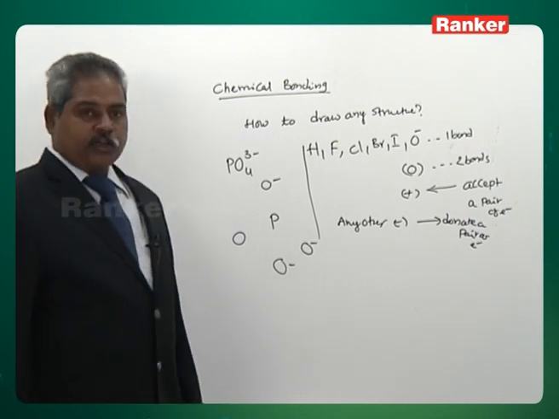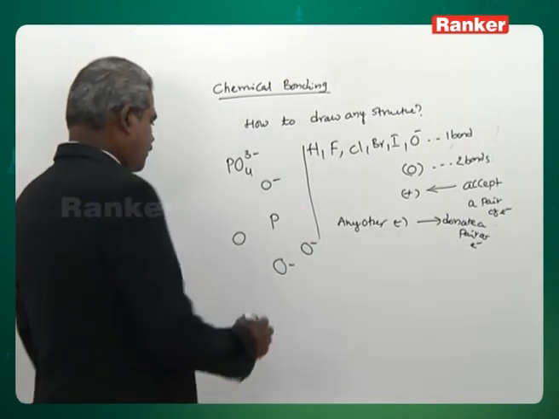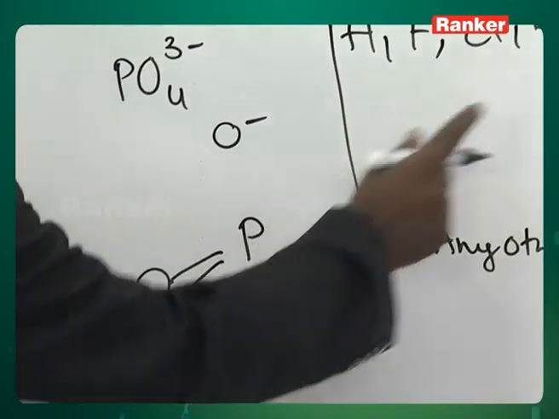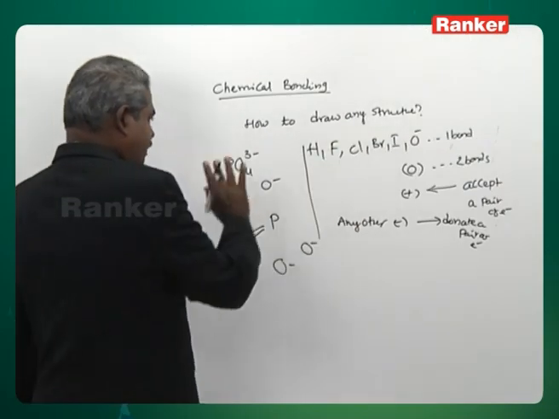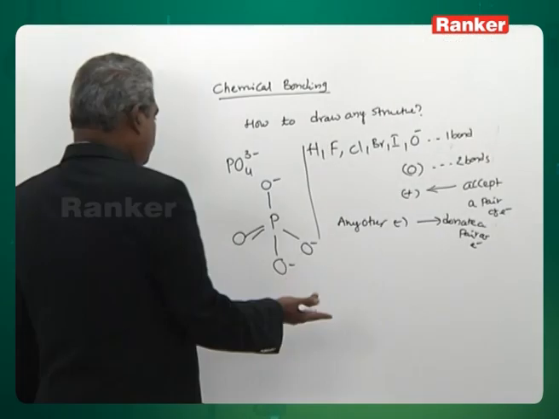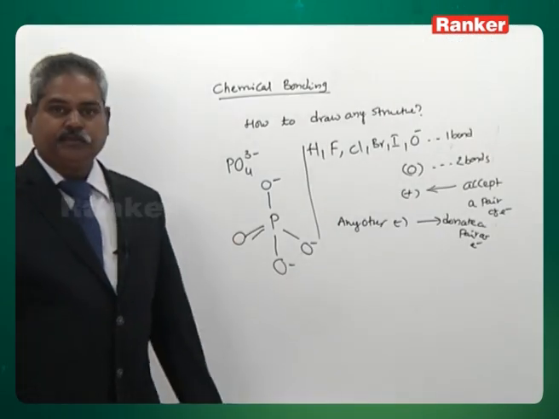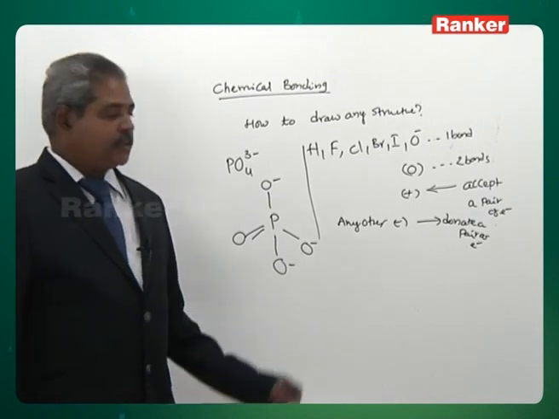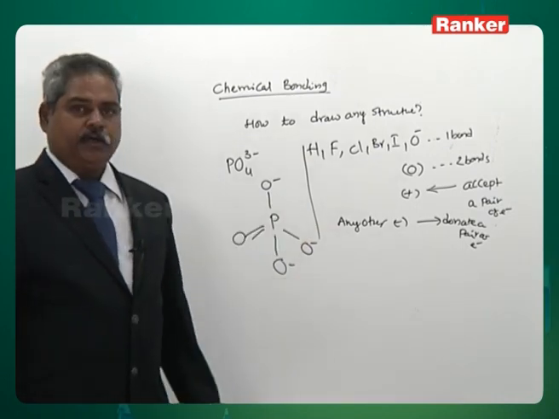And what is the role of oxygen? Oxygen forms 2 bonds. I am just translating what I have written there. O minus forms 1 bond each. Over, that is the structure of PO4 3 minus. Anyone can draw it by just applying a simple procedure.